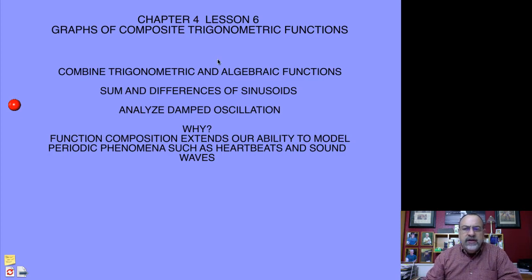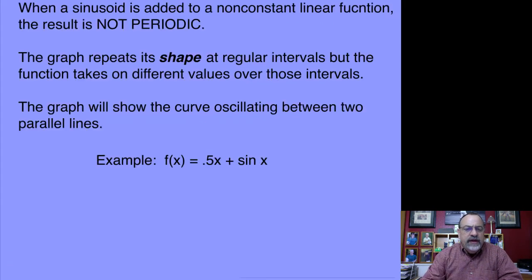So let's look at what happens when we add a linear equation to a sinusoid first. Now, when a sinusoid is added to a non-constant linear function, okay, we're not talking about a constant value, we're talking about a linear equation, the result is that the sinusoid is no longer periodic. The graph repeats its shape at regular intervals. In other words, it has the same shape to it. However, the y values are different on those intervals, or as it passes through these different intervals, the y values are not exactly the same.